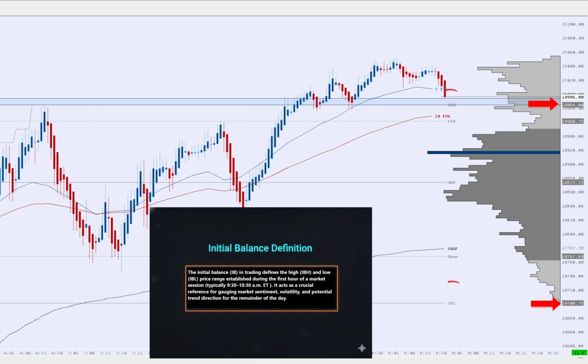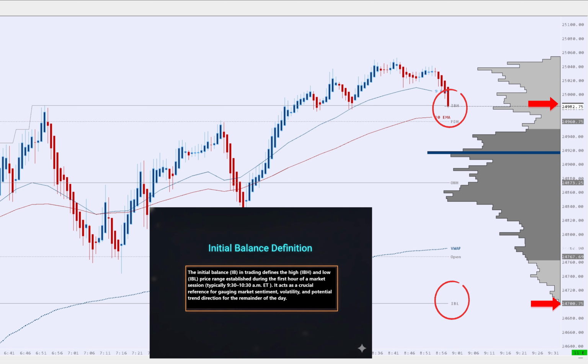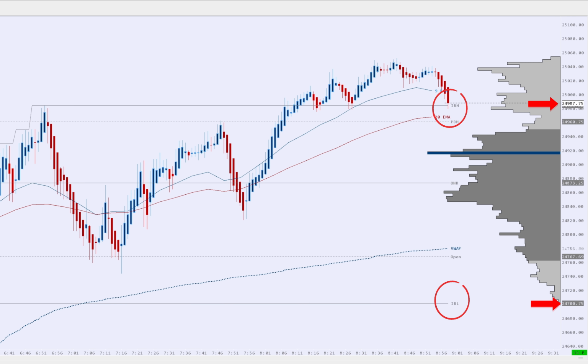What you could do is you can start marking the top and the bottom of the range in that initial balance once 10:30 a.m. Eastern hits. Mark the range of the highs and the lows, and you start looking at how the market reacts when it breaks in and those type of things. The IB is super important to me because it tells me a lot about how the day can play out.